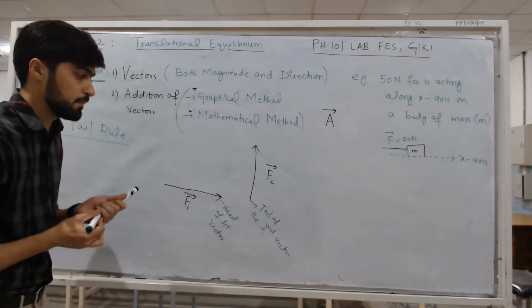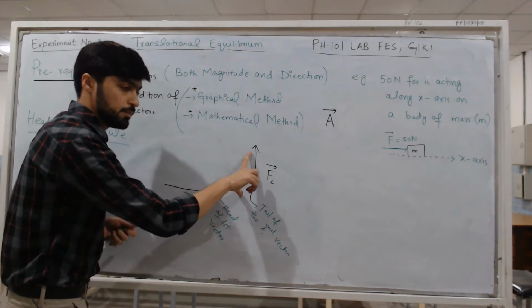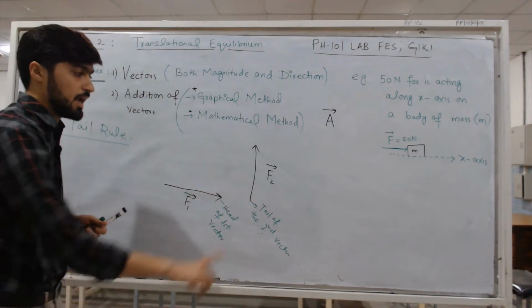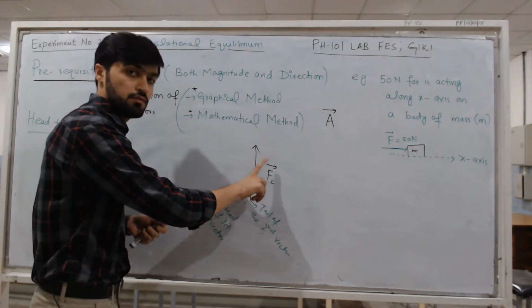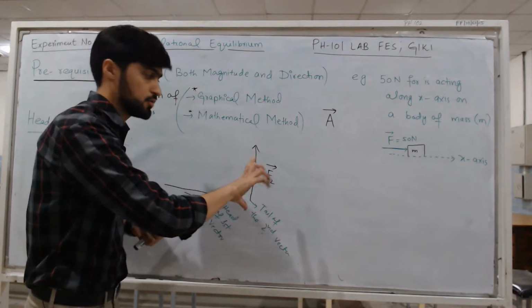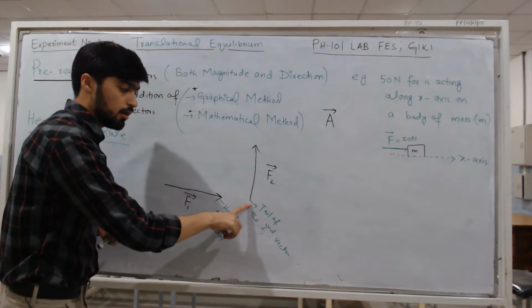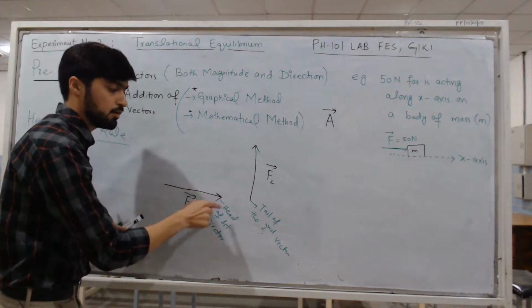So how to add them? We will put the tail of the second vector on the head of the first vector, and we will keep the vector as it is. We will not disturb its direction, we will not disturb its orientation. So we will take this vector and we will put it here. The tail of the second vector will be placed on the head of the first vector.